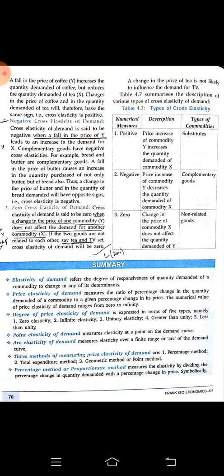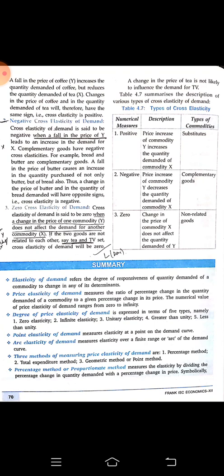Next we have negative cross elasticity of demand. This means that when the price of one commodity, suppose X and Y, let us take once again, when the price of Y is decreasing, the demand of X is increasing. Once again, when the price of Y is decreasing, the demand for commodity X is increasing.